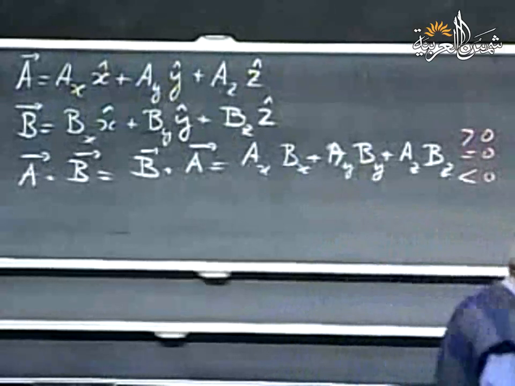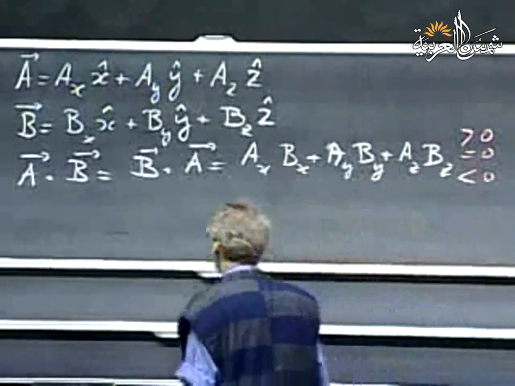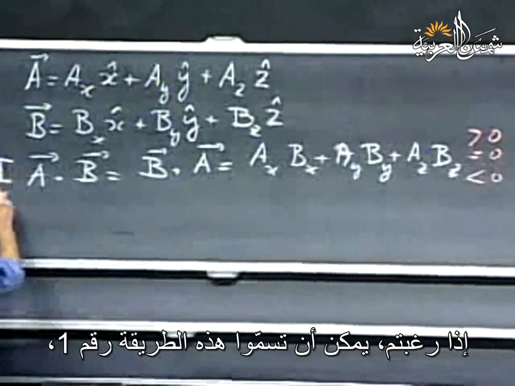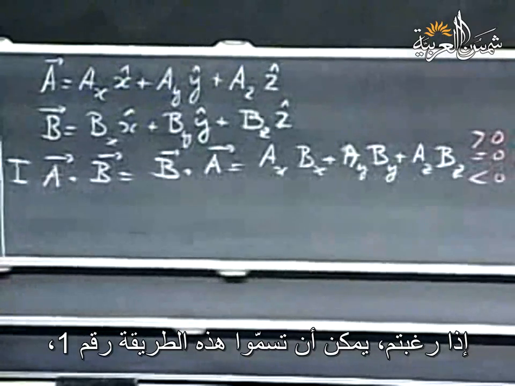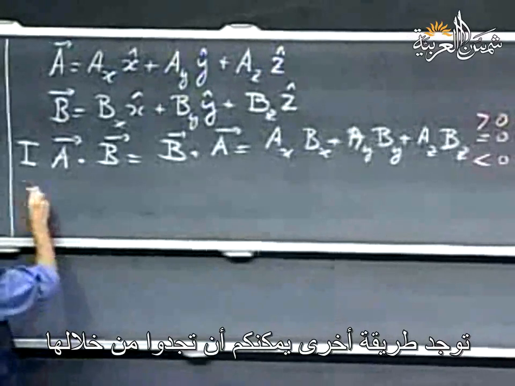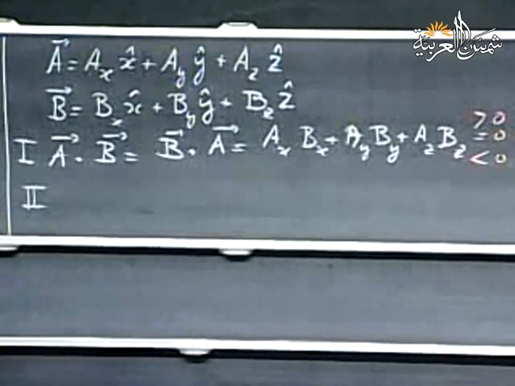They're just dumb numbers. There is another way that you can define, you can call this method number 1 if you prefer that. There is another way that you can find the dot product which gives you exactly the same result.